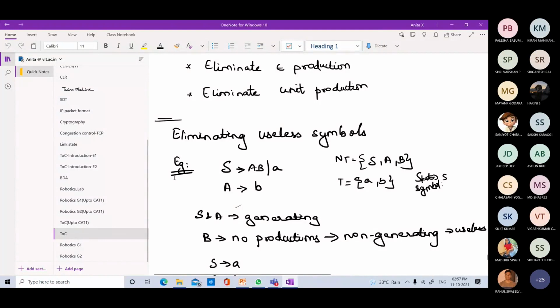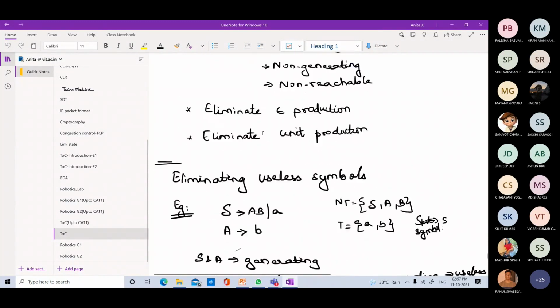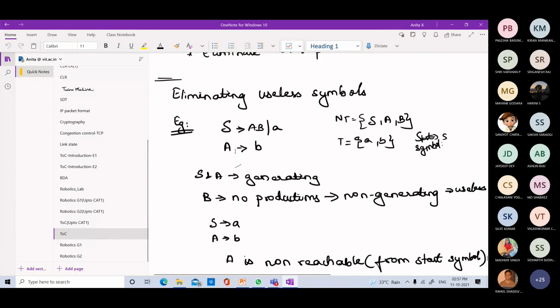We have already dealt with this example, right? So here you can see there are three non-terminals, S, A, and B. If you talk of the non-generating symbol, yes, B is not having any productions, right? So B is a non-generating symbol. So what we have to do, we have to eliminate all the productions which include B. So here I'm having a production which includes B. So this production needs to be removed. Okay. So at the end I'll be having this.